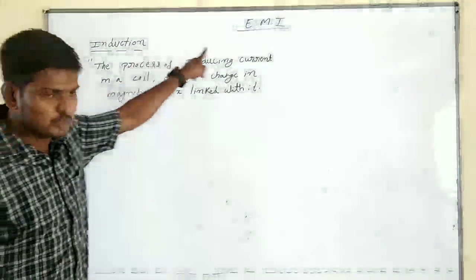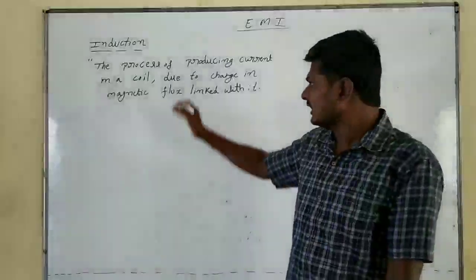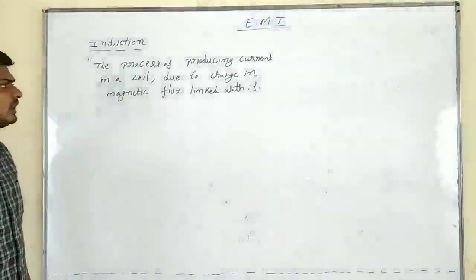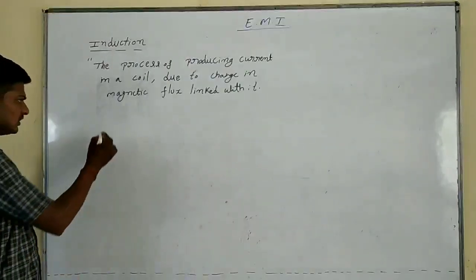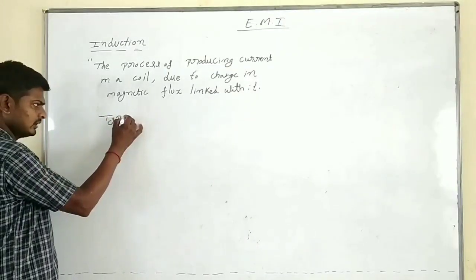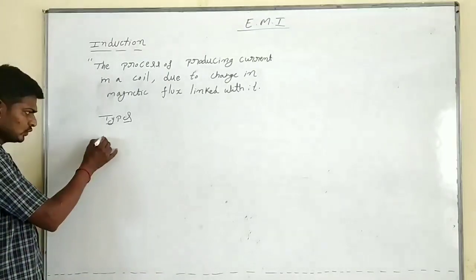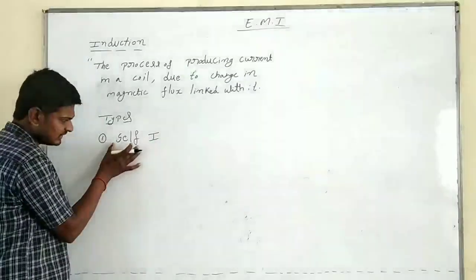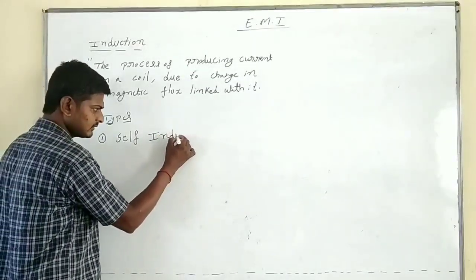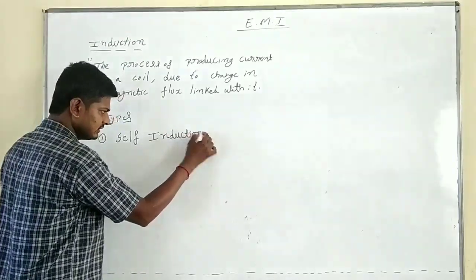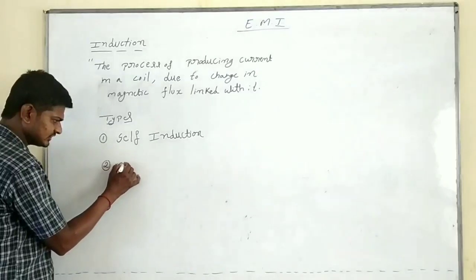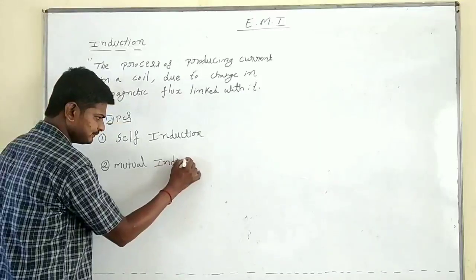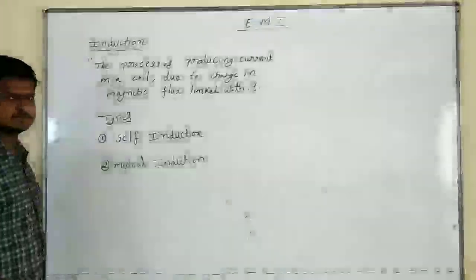Induction is the process of producing the current in a coil due to changing magnetic flux linked with the coil. We are going to call it induction. There will be two types of induction. One is self-induction, the word itself is indicating it. The second one is mutual induction. These are the types of induction.